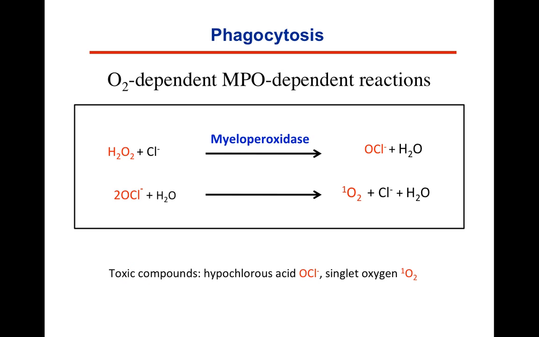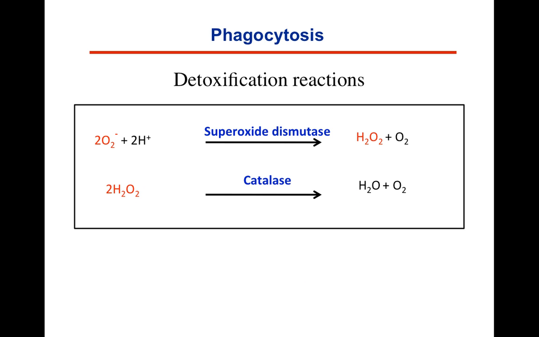Another one is myeloperoxidase, which reacts with hydrogen peroxide and chloride ion to produce hypochlorous acid, which is basically bleach, and that's highly reactive, and in the presence of water can produce singlet oxygen. Those are highly reactive species that are very destructive by ripping off protons and breaking bonds, in particular with proteins and cells. So you have this production of a variety of different molecules.